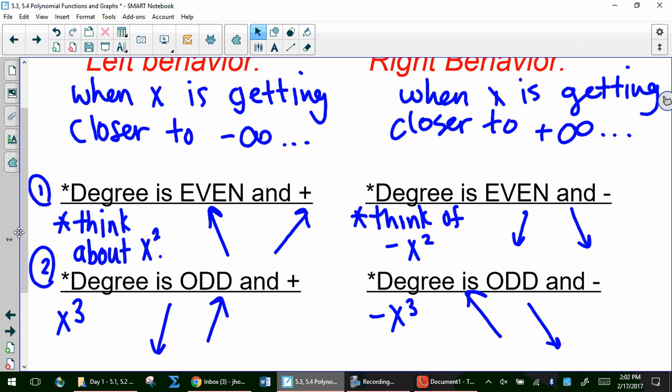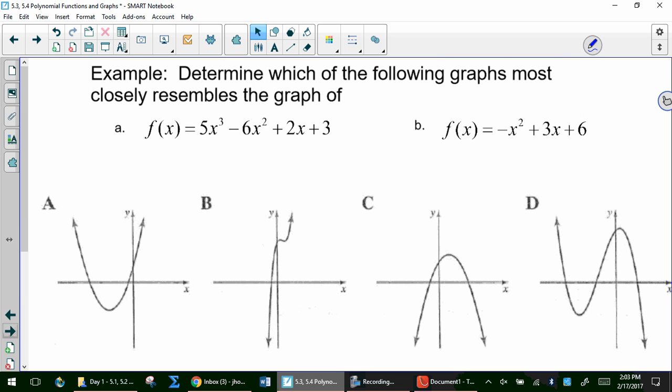So if we know the end behavior, and we know the roots, right? If we have intercept form, then we can pretty much figure out what this graph would look like. Questions with this? All right, so let's practice figuring out what the end behavior would be for these graphs.